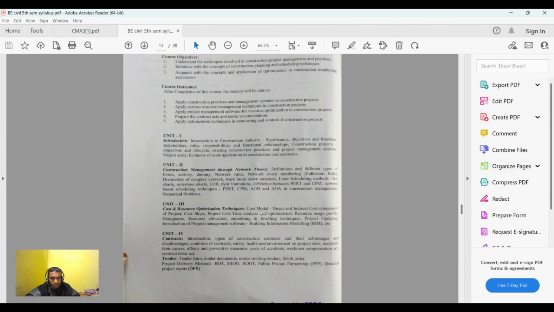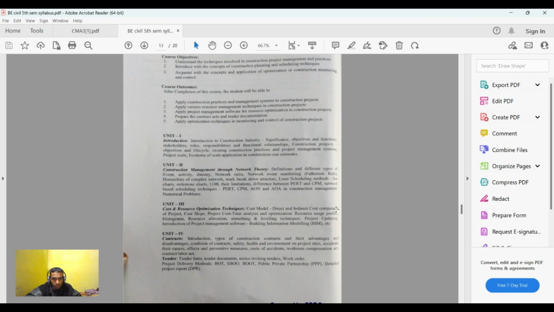cost and resource optimization techniques, and the topics are such as cost model, having direct and indirect cost component of project cost flow, project cost, time analysis and optimization, resource usage profile, histograms, resource allocation, smoothing and leveling techniques, project updating, introduction of project management software, building information modeling, etc.